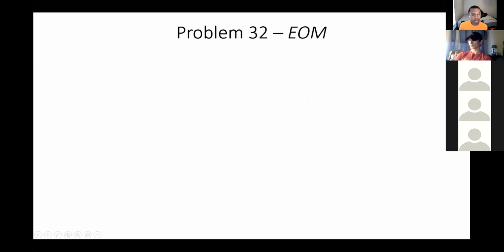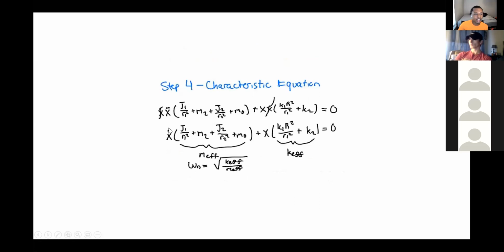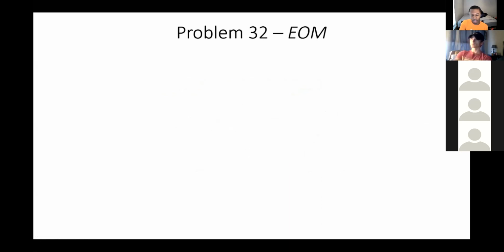And then we can combine. We know that the change in kinetic plus the change in potential equals 0. They both have an x dot term that cancels. And then you have this in terms of your characteristic equation. Your natural frequency is just k effective divided by m effective. Any questions there? That's pretty standard. And now we're going to run through it using the equations of motion.